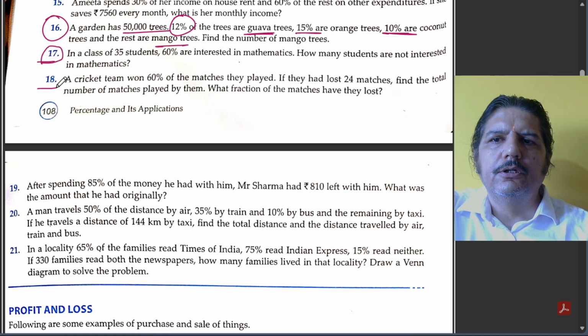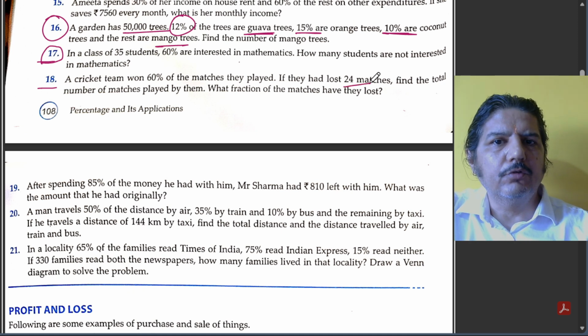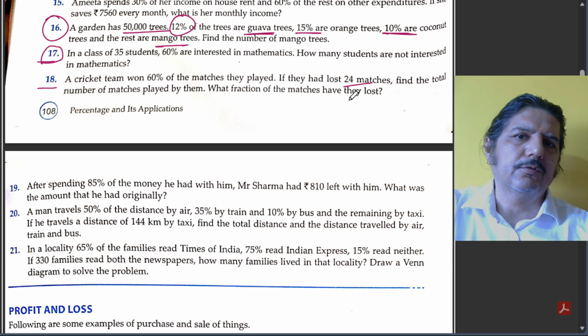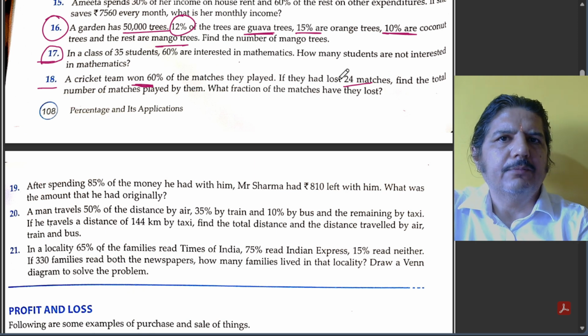Next. Question number 18. If a cricket team won 60% of the matches they played, and they had lost 24 matches, find the total number of matches played by them. What fraction of the matches have they lost? Okay. So they have won 60%.